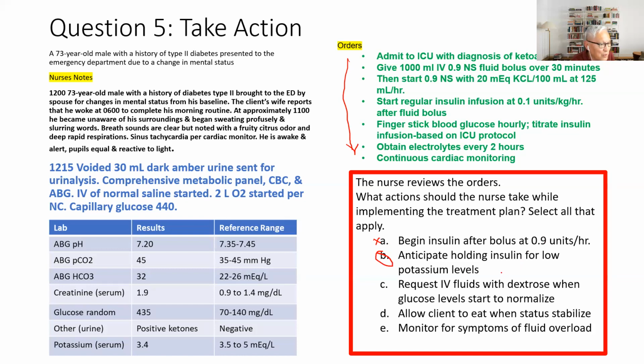Now, request IV fluids. This would also be very, very good, and allow the client to eat when status stabilizes. You know, the patient can eat when the respiratory status is stable and they feel like eating. So this is going to be okay. And monitor for symptoms of fluid overload. This is also going to be okay.